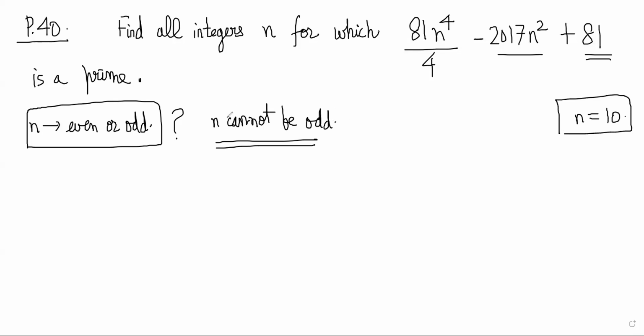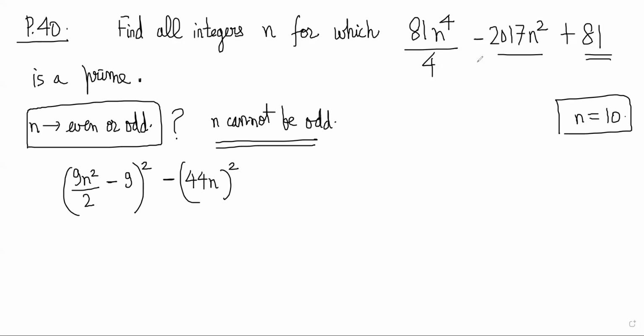Wow, what are you doing? How are you getting 10? Sir, 81 n to the power of 4 by 4 is equal to 9n square by 2 whole square plus 81, is equal to 9 whole square minus, I wrote that 2 into 9 by 2 into 9n square, minus 2017 n square plus 81 n square. So that is 9n square minus 2 whole square minus 44n whole square.